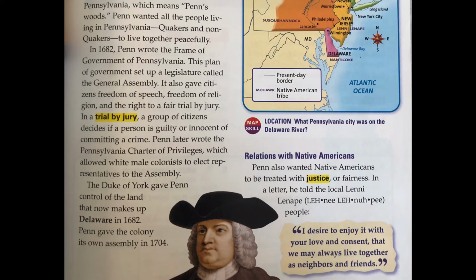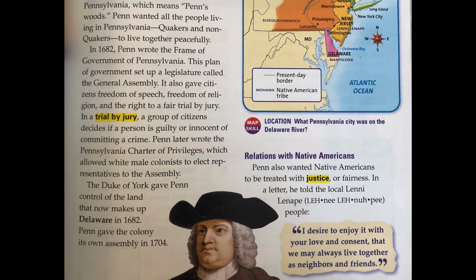peacefully. In 1682, Penn wrote the frame of government for Pennsylvania. This plan of government set up the legislature called the General Assembly. It also gave citizens freedom of speech, freedom of religion, and the right to a fair trial by jury. In a trial by jury, a group of citizens decides if a person is guilty or innocent of committing a crime.